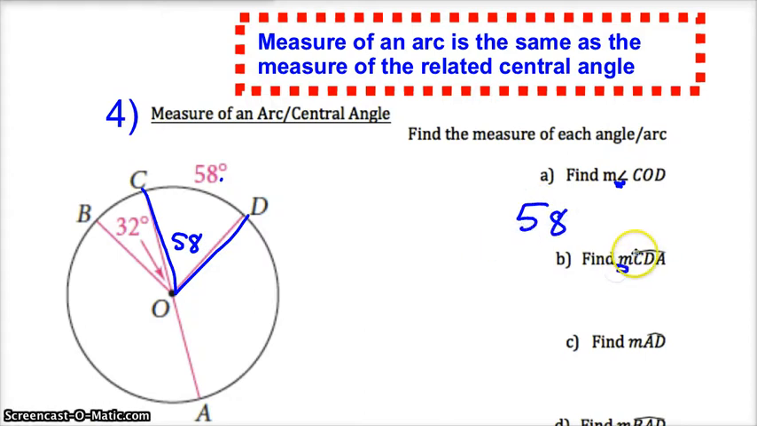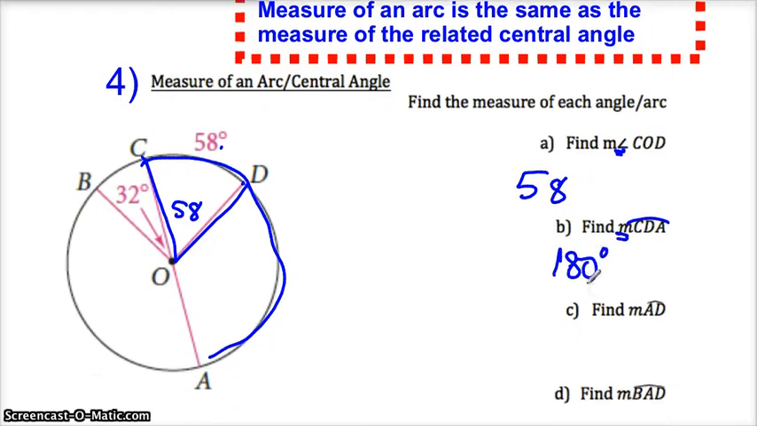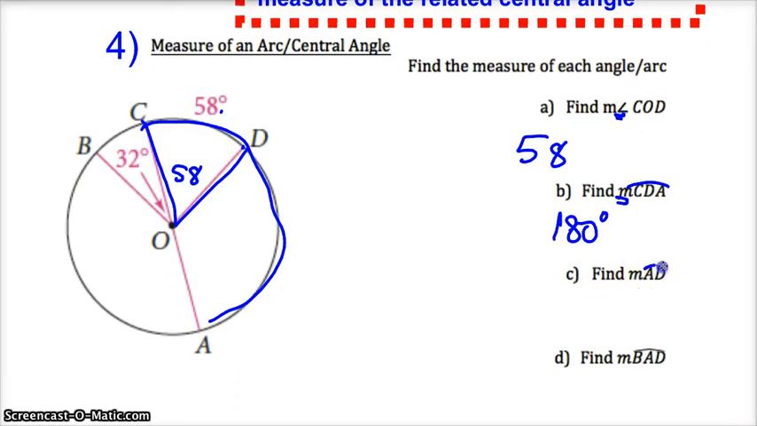Find the measure, that M, of arc CDA appears to be half of the circle, so it's 180 degrees. Find the measure of arc AD. AD is this arc right here, so it's made up of this central angle. Well, I see that there was 180 degrees if it goes all the way across. If that's 58, then I subtracted from 180. That means that angle measure is that amount, so this arc measure is the same.